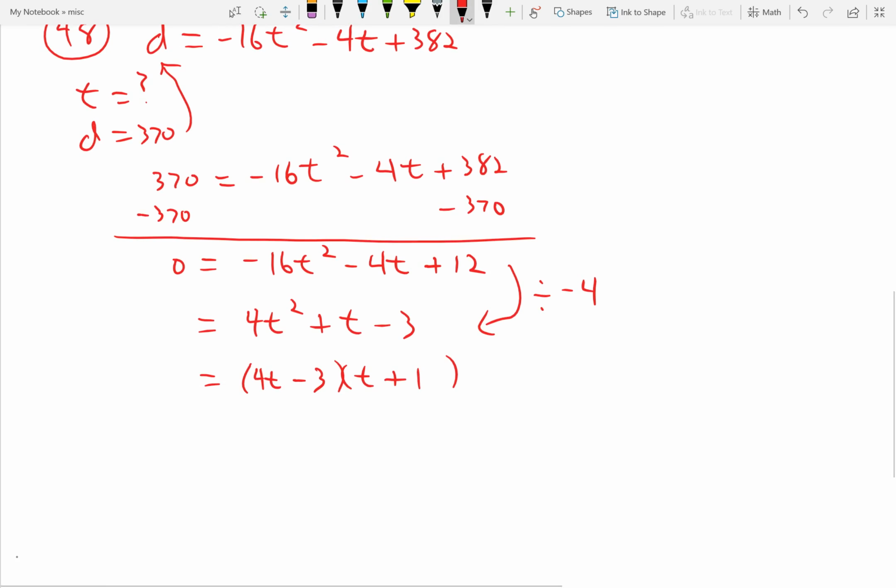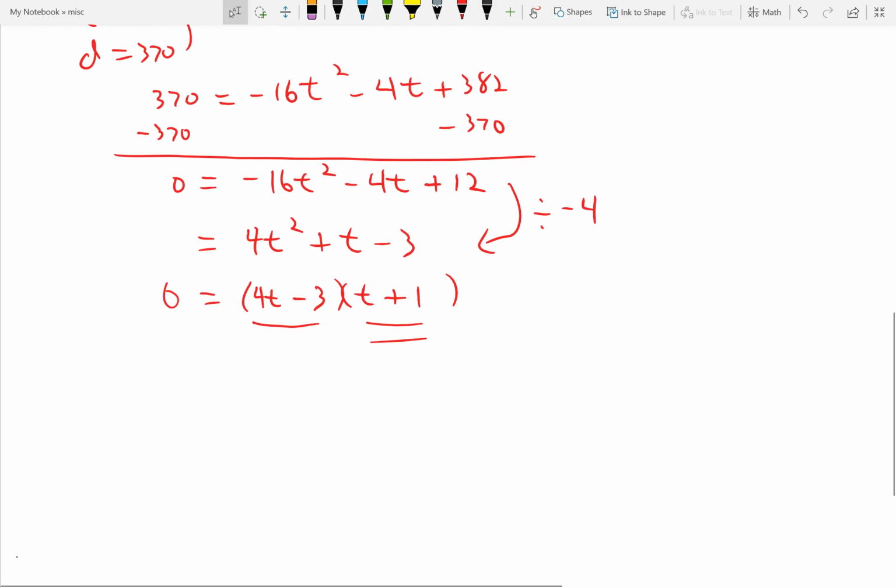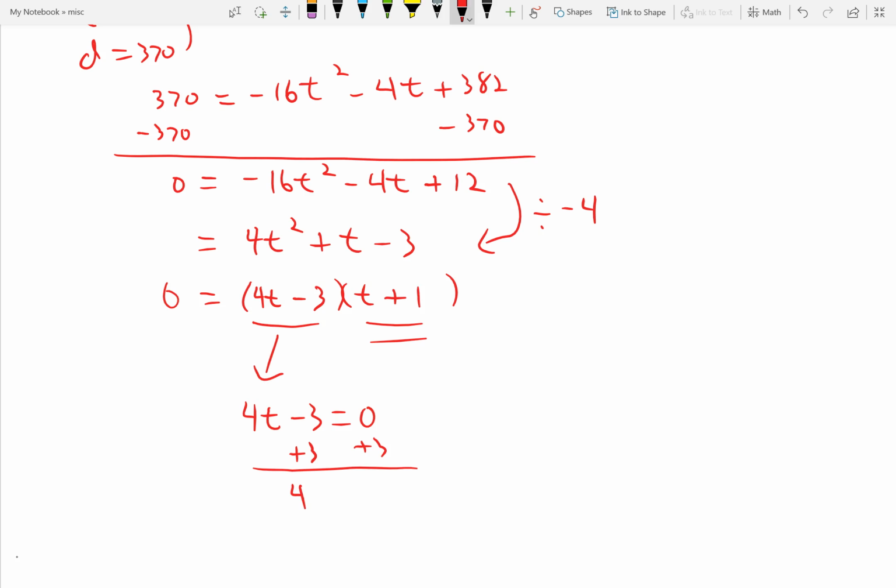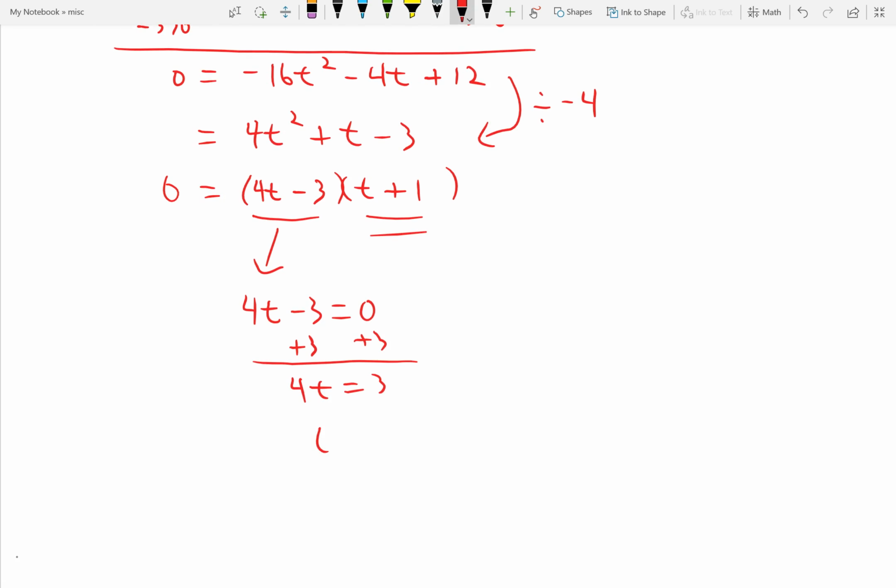So we can set both of these factors individually equal to 0, but this first one is the only one that's going to yield a positive result. 4t minus 3 is equal to 0. Adding 3 to both sides, we get 4t is 3. Dividing by 4, t will be 3/4. It's 0.75 seconds.